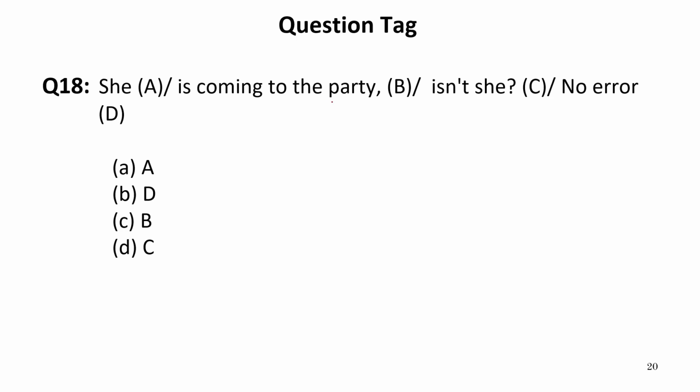Now she is coming to the party, isn't she? Again, she is coming, it means the statement is positive, so the question tag should be negative, isn't she? So the sentence is absolutely correct. So our answer is C, that is option number D. So our answer is D.